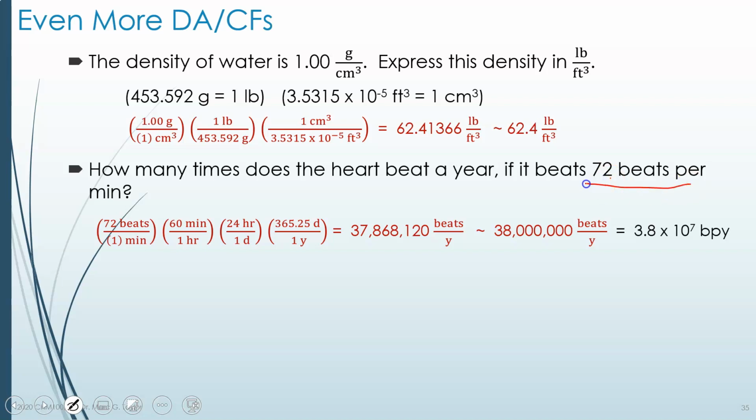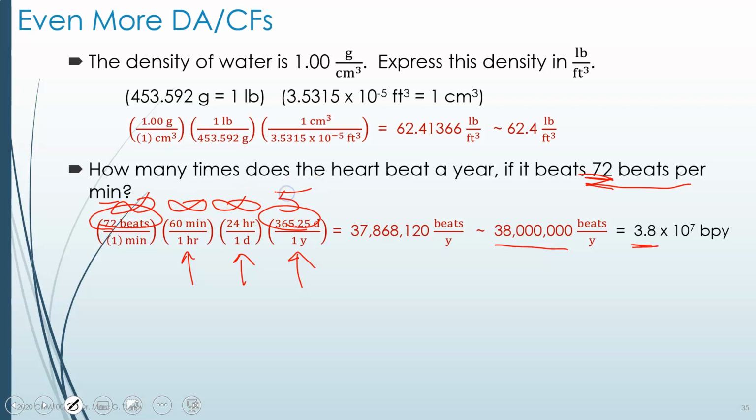Now, I actually made a mistake here that I just realized. If the 72 is an approximate number, well, that's 2 significant figures, and in fact, this is the exact correct answer, 38 million beats per year, if the 72 is approximate. But if somebody counted exactly 72 beats, well, that's an exact number, and this is an exact number, this is an exact number, this is an estimated number with 5 sig figs, and this would be exact. So this is infinite sig figs, infinite sig figs, infinite sig figs.